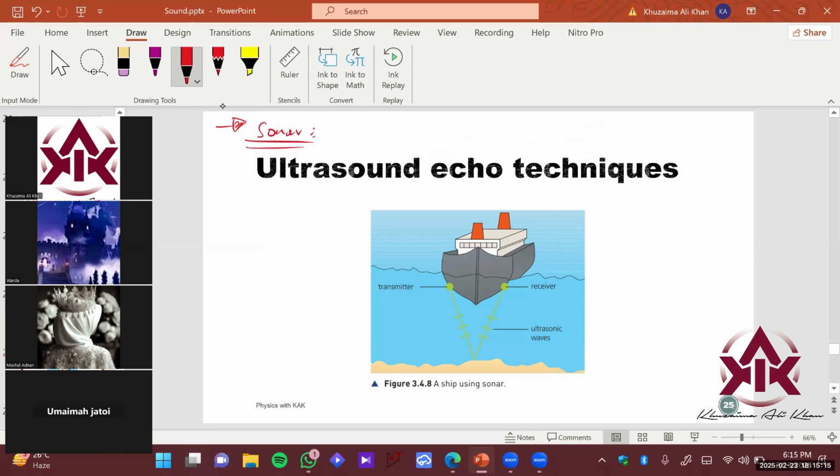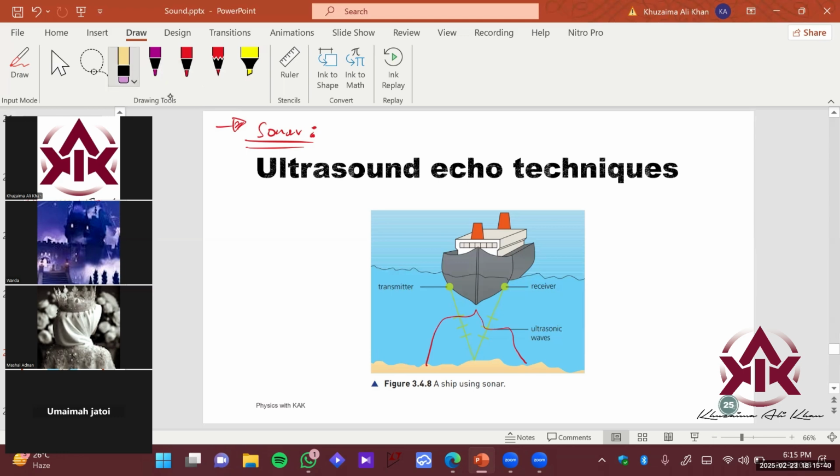So basically, ships want to know what is the distance of the ground below them. If the ship is moving, a certain part of it sinks inside the water. So if there is a cliff inside this, you should not cross it because it would damage the ship, right? So they constantly measure this.